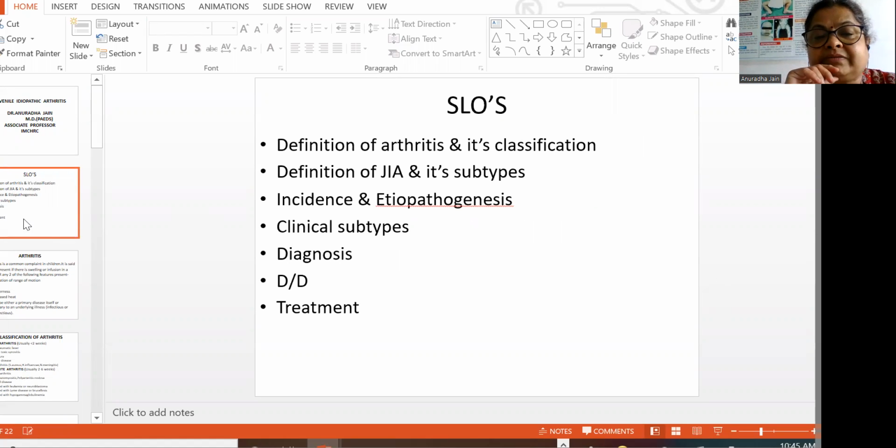Specific learning objectives are the definition of arthritis and its classification, then the definition of JIA and its subtypes, then incidence and etiopathogenesis, clinical subtypes, then we will learn about the diagnosis, differential diagnosis, and lastly the treatment.